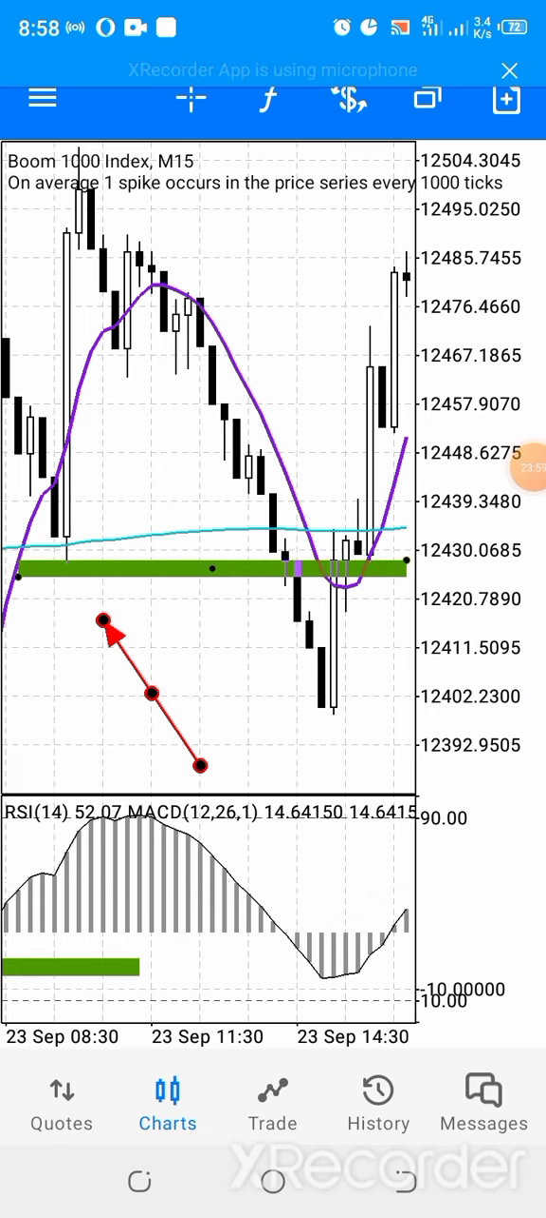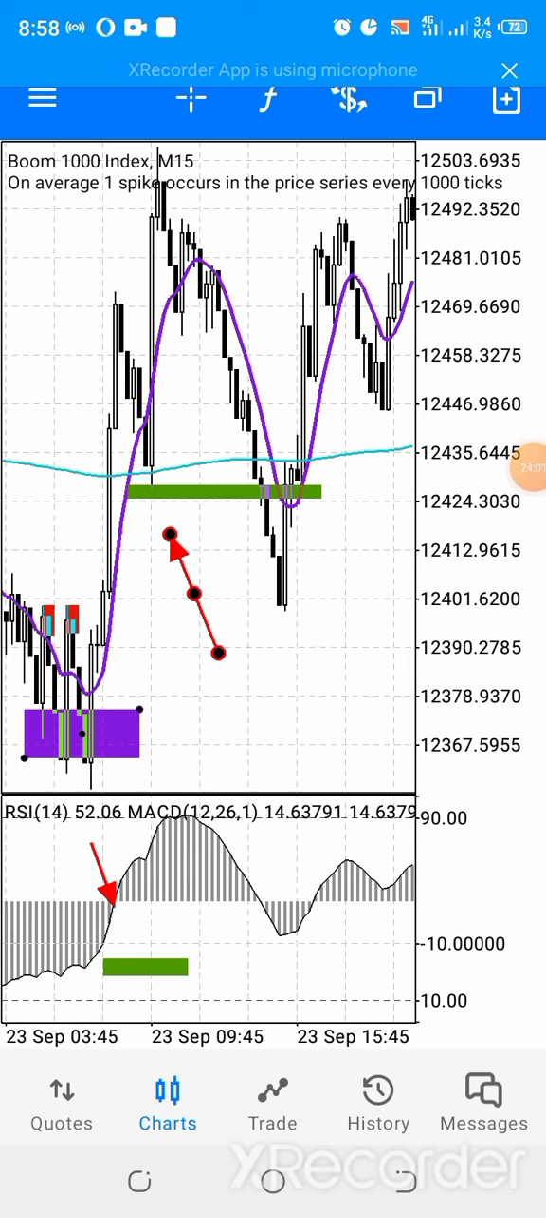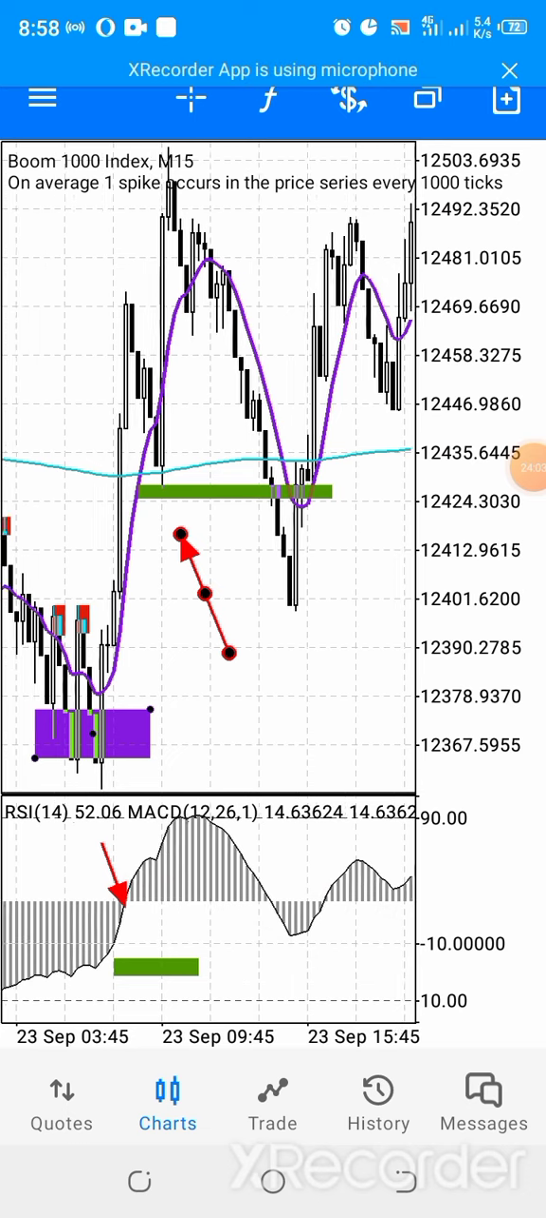Don't trade long candles, guys. Please don't trade long candles. Trade short candles that got retested.